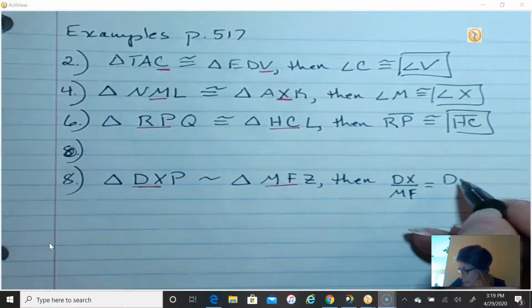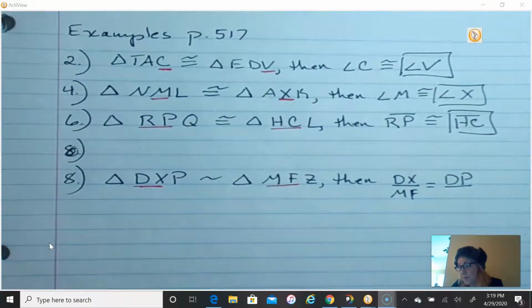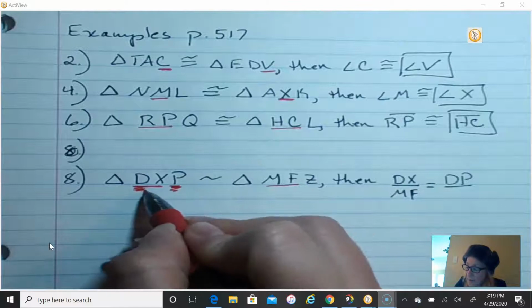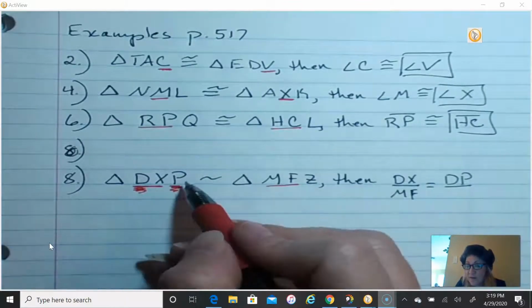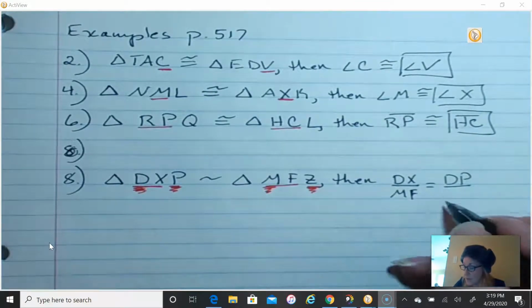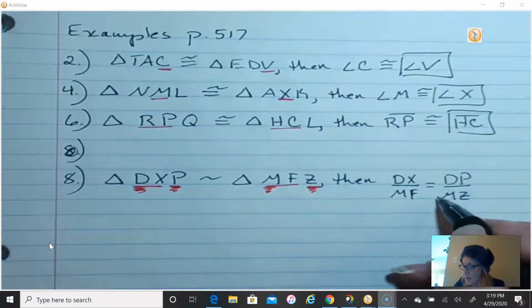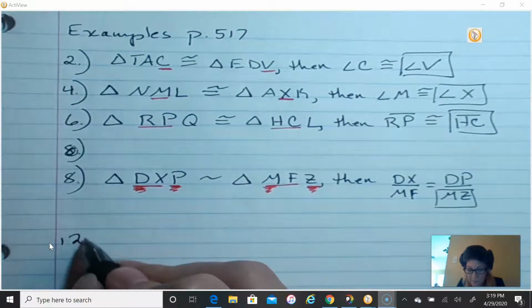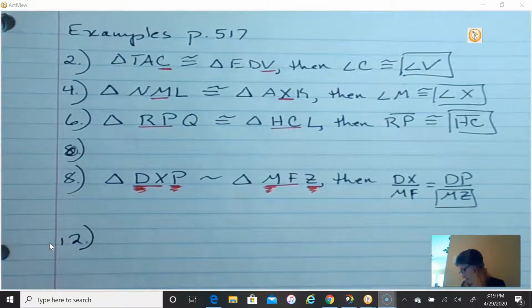And DP corresponds with what? Well, side D and P. Side D and P. First and last letter, so then first and last over here are going to be your corresponding sides. So there's your answer. Okay. We're going to skip 10 because I think y'all know that. So let's look at 12. Okay, this one says find the corresponding parts of the following. Okay, so 12 says angle C.